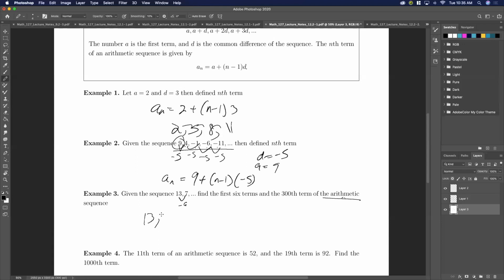13. -6 from 13 is 7. -6 from 7 is 1. -6 from 1 is -5. -6 from -5 would be -11. -6 from -11 is -17.